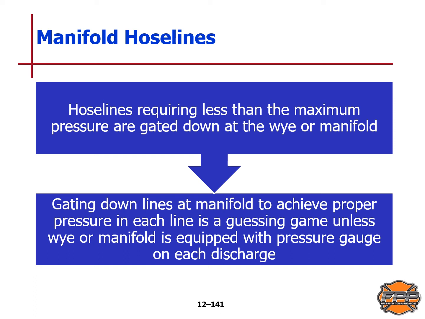Hose lines requiring less than the maximum pressure are gated down at the Y or the manifold. Gating down lines at a manifold to achieve proper pressure in each line is a guessing game unless the Y or manifold is equipped with a pressure gauge on each discharge.